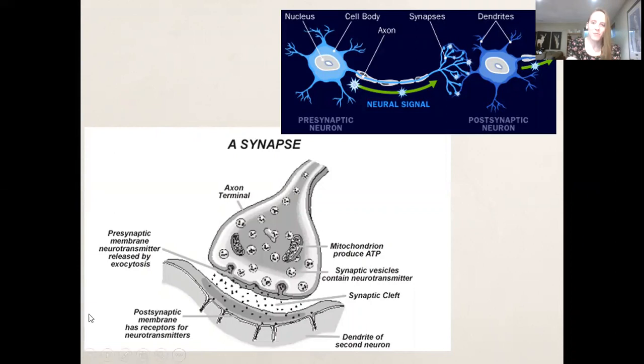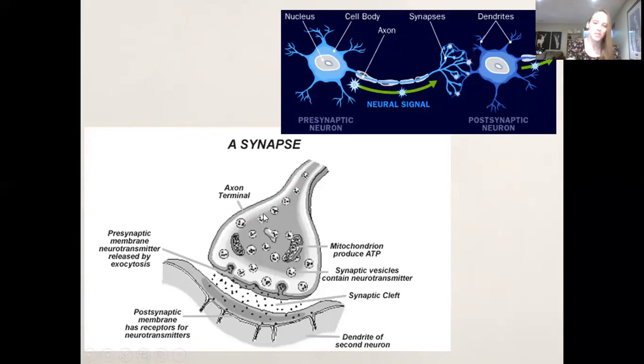Okay, so this is kind of what it would look like. If we look at this top neuron right here, this would be the presynaptic neuron. The action potential moves down the axon until it reaches its axon terminal. Then that's going to cause the neurotransmitters to be released into the synaptic cleft, the space between the neurons. And then those are going to float across until they hit the postsynaptic neuron's dendrites.